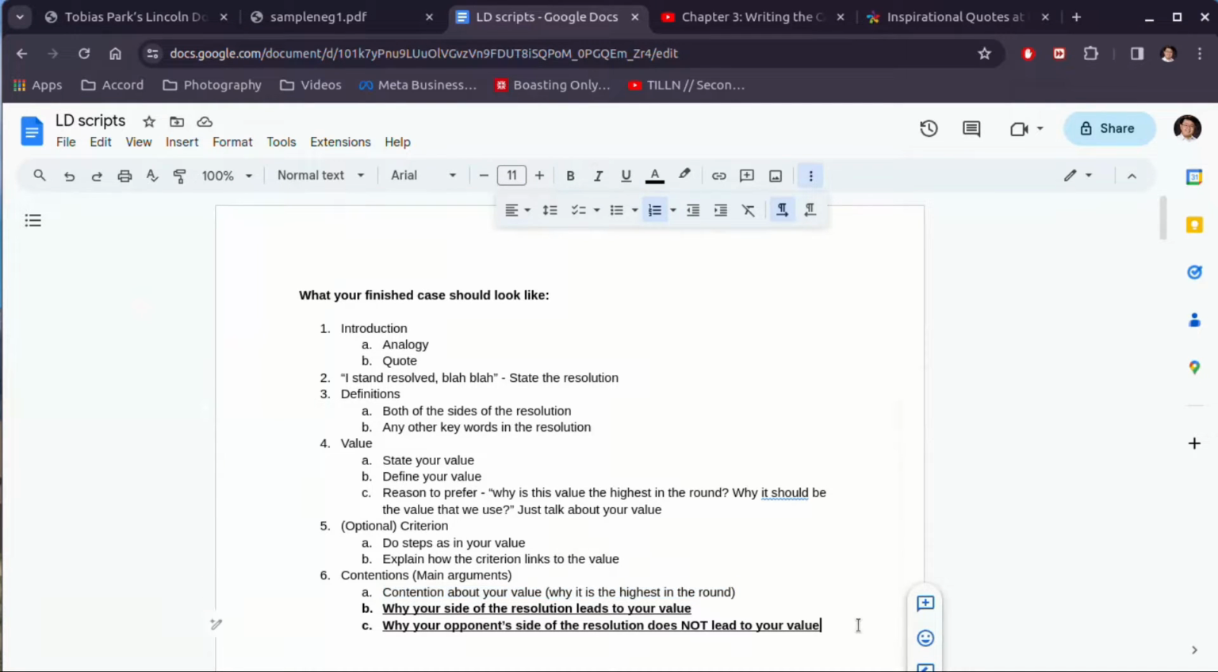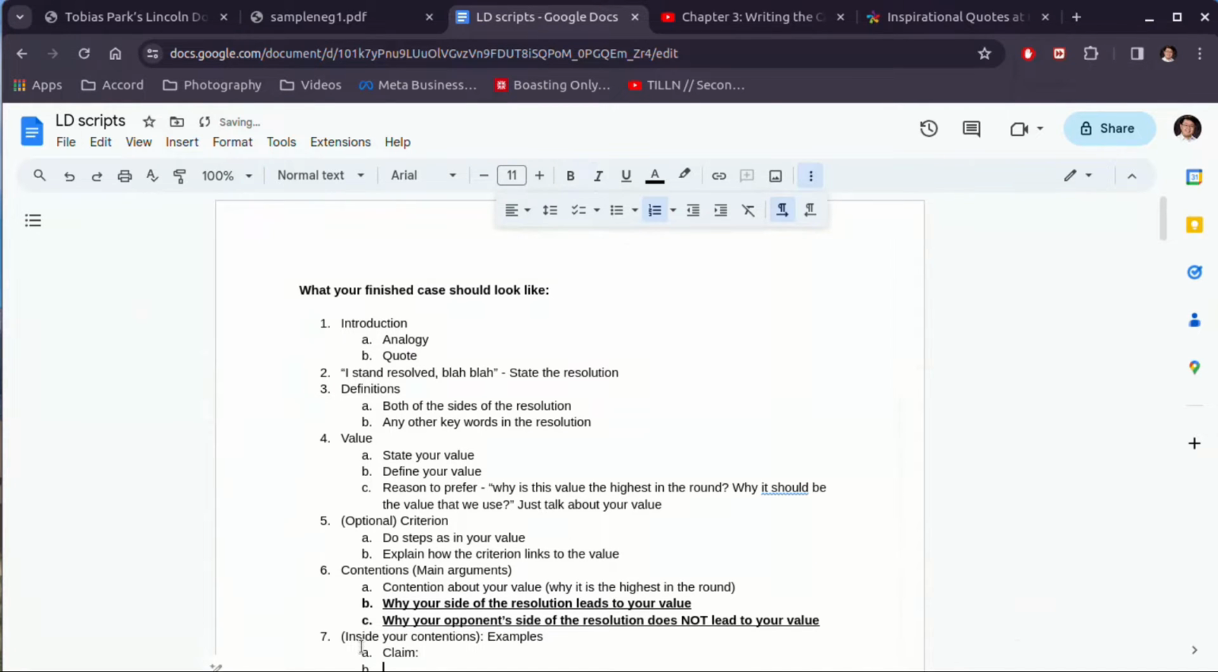But yeah, these two though are very important to have in your case. And then inside your contentions, I'll just make this a separate bullet point. You'll want to have examples. And if you remember what we talked about when we're writing a contention, you'll want to format this in a claim, warrant, impact kind of way.